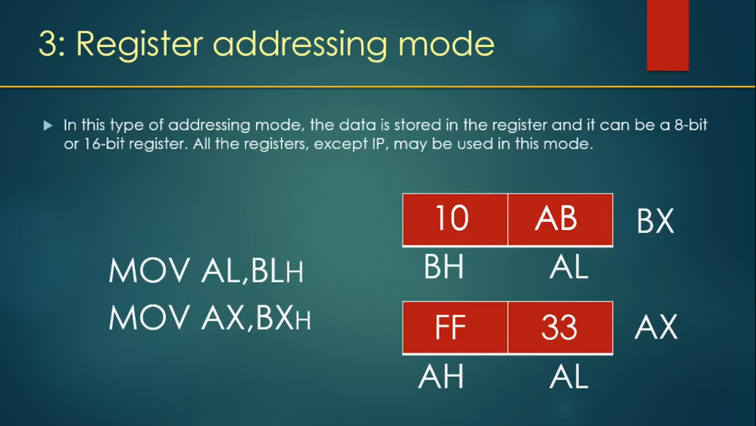In the next addressing mode, register addressing mode, the data is stored in a register and it can be an 8-bit or a 16-bit register. All the registers except IP may be used in this mode. So what is basically happening is that data from a register is getting copied to another register. There is a source and there is a destination, and the source data is stored in the destination register. Both registers are given along with the instruction. So whatever data is there in the AX register is going to be overwritten with the BX register data, that is 10AB, as you have seen in the animation.